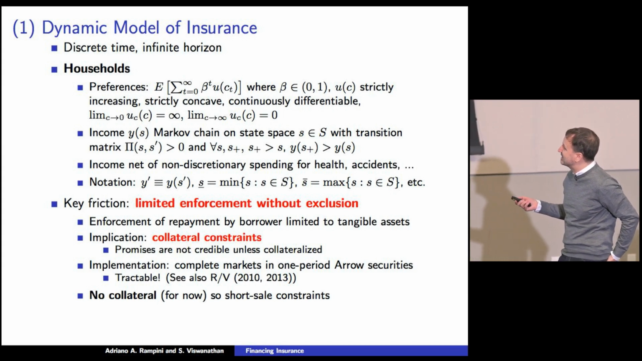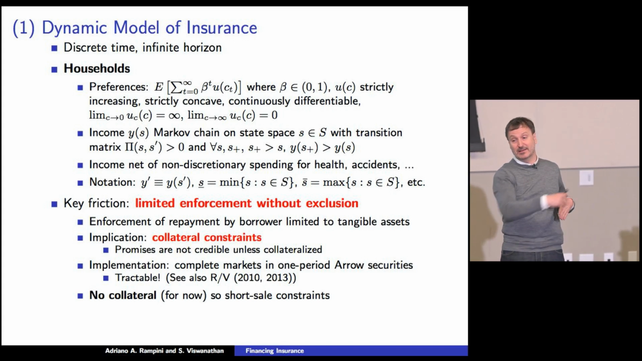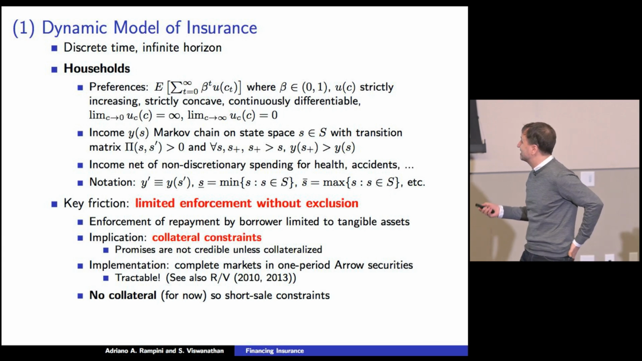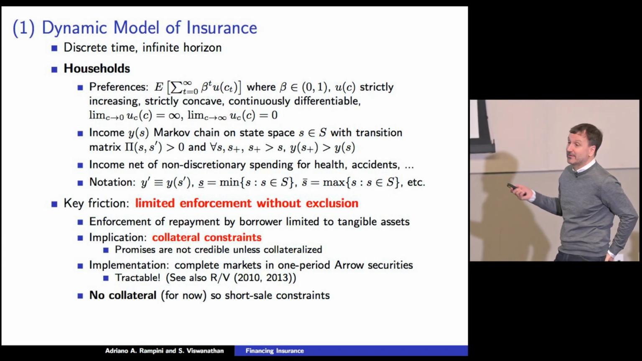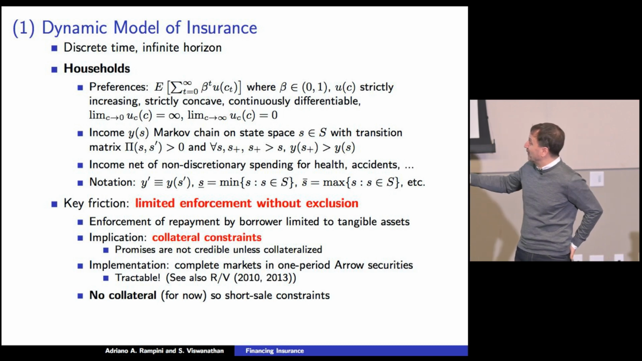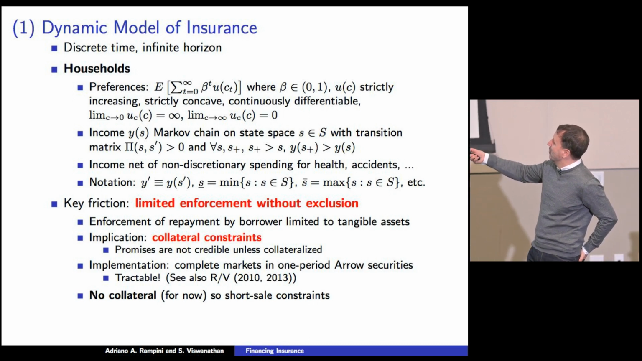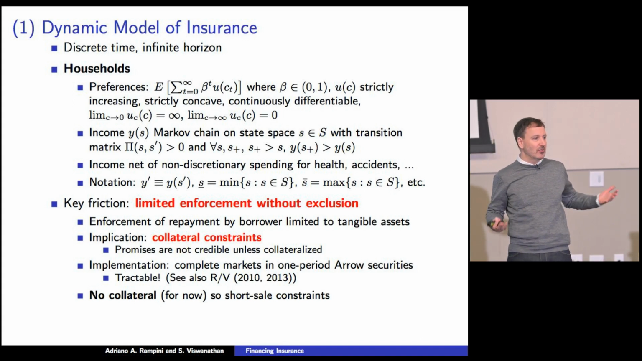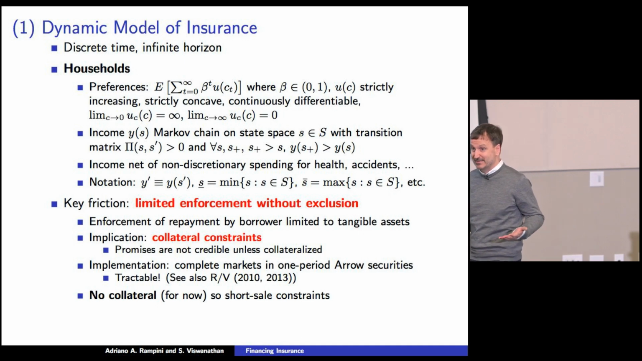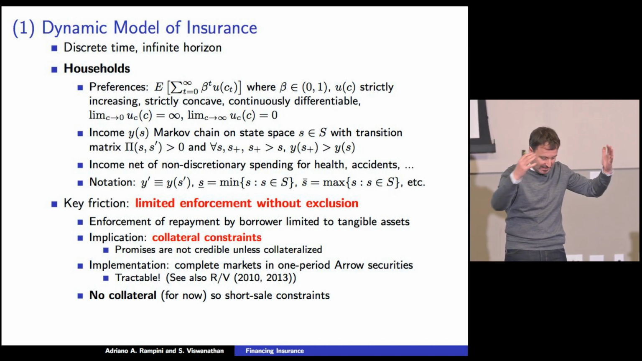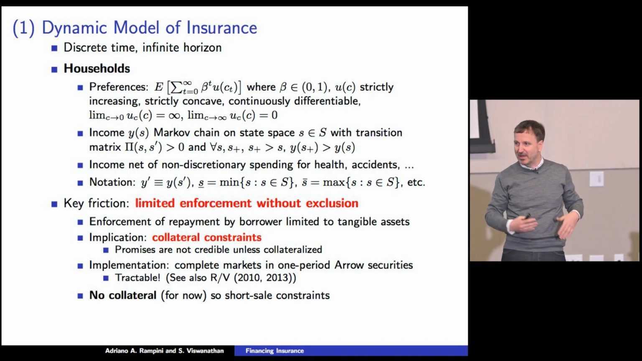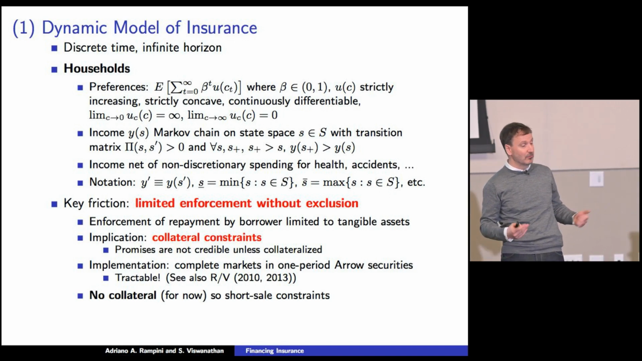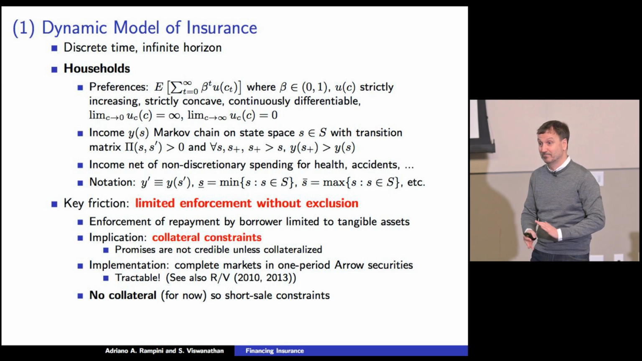What you can prove in this environment is that the optimal long-term dynamic contract can be implemented in a very simple way. It can be implemented with complete one-step ahead markets in Arrow securities, subject to collateral constraints. But for now, in this economy you have only income, there's no other good, so there's no collateral. So collateral constraints in a world without collateral are short sale constraints. The idea here is these guys can make promises, but if they default on their promises, nothing happens to them. Needless to say, no promises are credible. So they can buy claims, but not sell them, okay?